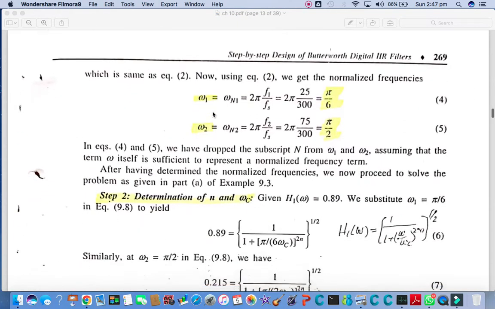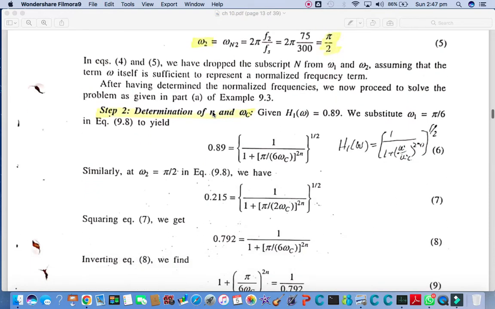Now the second step is that we already know the Butterworth filter mathematical model. We have the values of H1(w), H2(w), and W1 and W2.